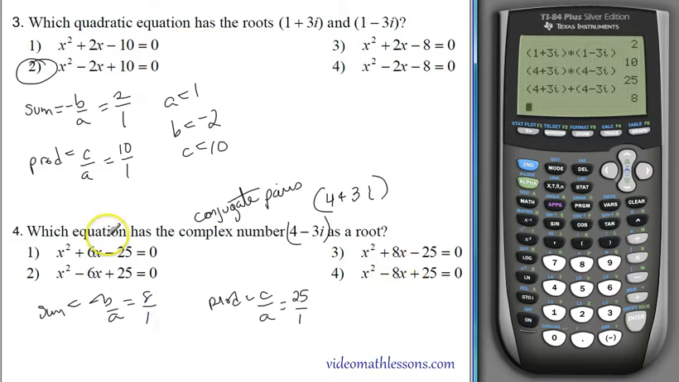Now I see the 8's over here, so these are not my answers. Now notice one's positive, one's negative. That's because tricky on the sum, you got to do the opposite. B is negative 8 in this problem, because it's positive here, so it's negative to start with. So it's a negative 8. I'm looking for that, and it's choice 4. A is 1, B is negative 8, C is 25.